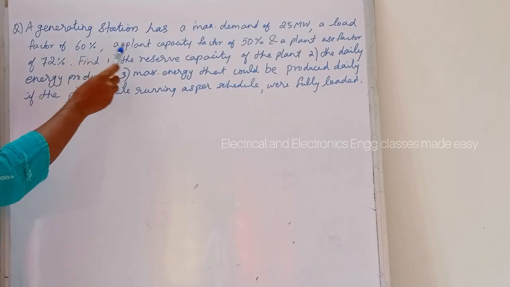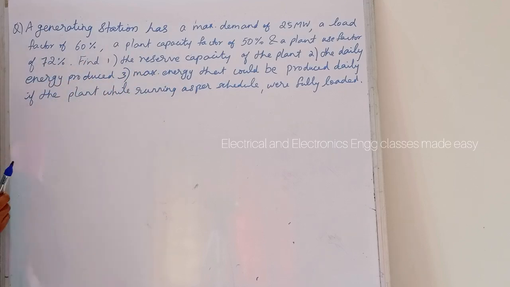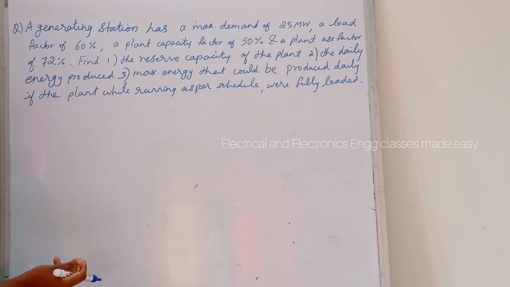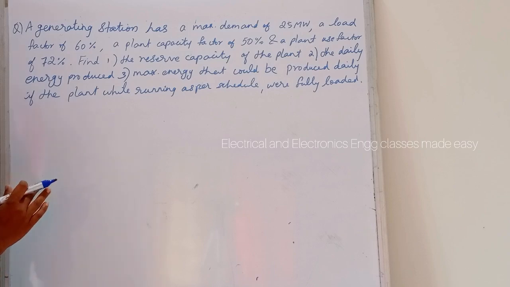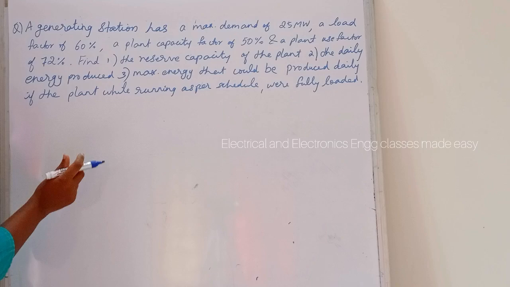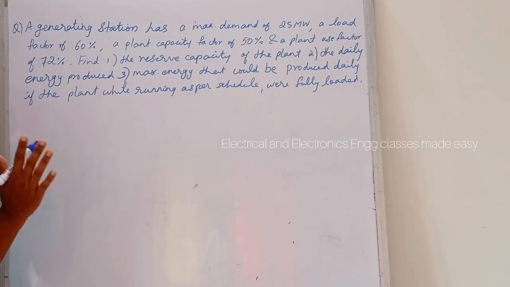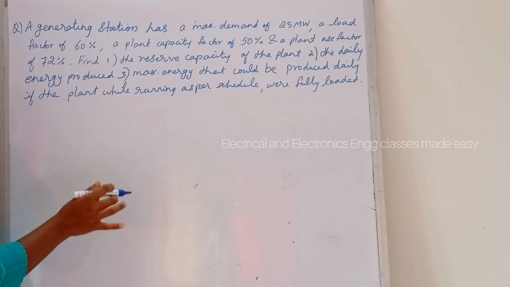So, here we have to find the reserve capacity of the plant. And what is reserve capacity of plant? It is the difference between plant capacity and maximum demand. So first of all, we have to find the plant capacity. For that, plant capacity is the ratio of average demand and plant capacity factor. So at first we have to find average load.